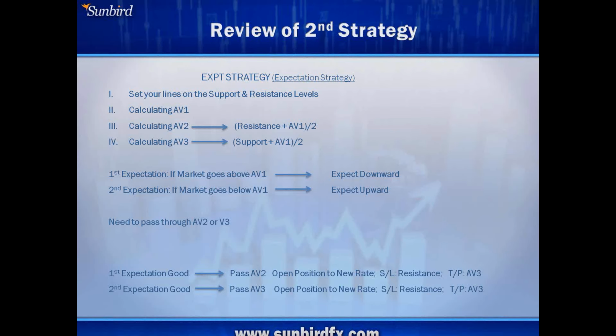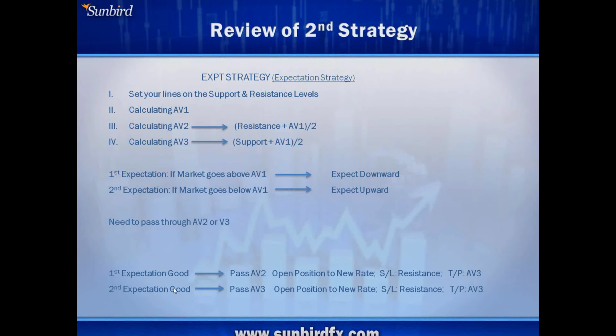Wait until you have a new rate that's coming up, and then open your position on long, on a buy position. As you can see here, I did. If first expectation is good, if the market goes above average 1 and it passes through average 2, open a position at a new rate, until the current rate closes and you have a new rate. So you open your position, your stop loss is your resistance, and your take profit is average 3.